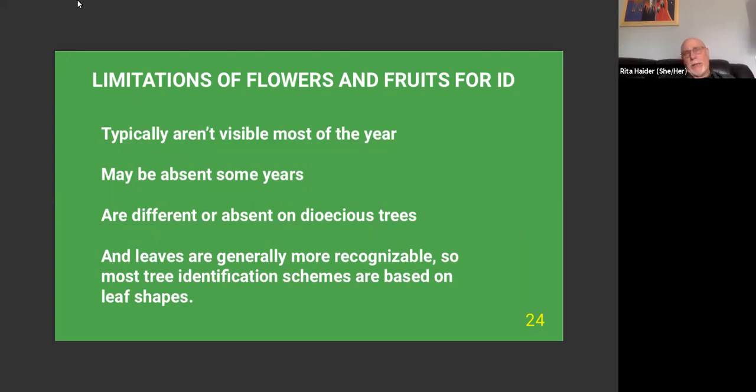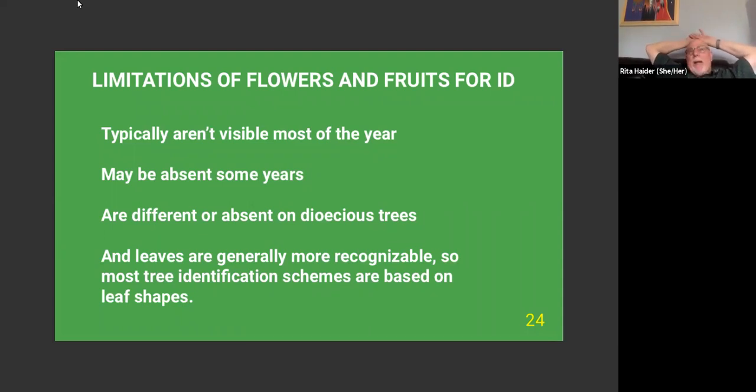Another limitation of using fruits or flowers for identification is that they can be different on different trees within a species. There are a number of trees, for example, mulberry or Osage orange, hedgeapple, that have separate trees for male flowers and another tree with female flowers. You can wait a long time underneath a male tree for fruits and you're never going to see any. Only the females yield fruit of the dioecious trees.